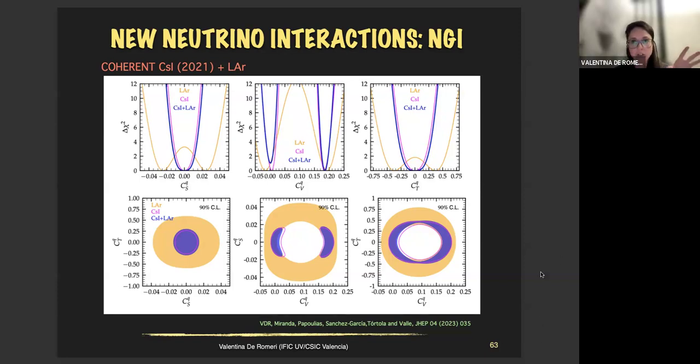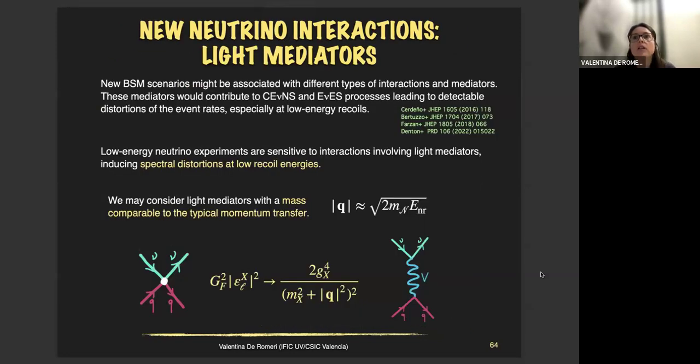So I've discussed now some effective interactions, NSI, which are vector interactions, and the generalized NGI, which are all possible Lorentz invariant interactions. We can think now about promoting these interactions to interactions mediated by light particles, which is kind of reasonable for two reasons. First of all, because we need to compare the mass of this mediator to the typical momentum transfer, which is of the order of tens of MeV for CEvNS. So having a mediator with tens of MeV of mass is reasonable.